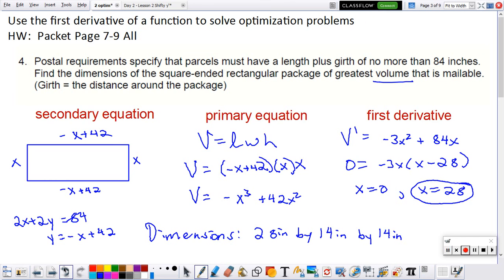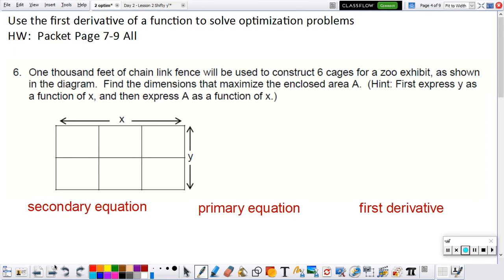All right. We're going to get one more problem together. We're going to look at number 6. Again, you are skipping number 5. It says 1,000 feet of chain link fence will be used to construct 6 cages in a zoo exhibit. So it says find the dimensions. So we want to maximize the area. So, and again, it's area. So my primary equation is I want this to be the maximum area.